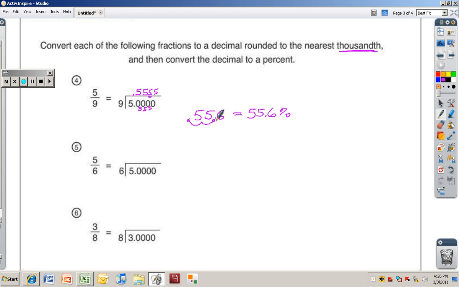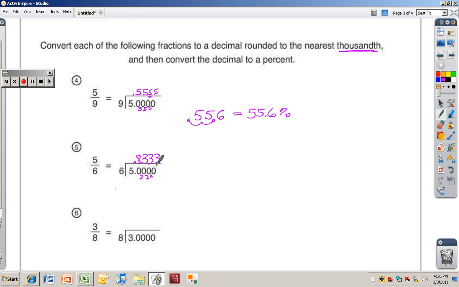All right, if you missed that first one, you might want to go back and look at 5 and 6 and make sure you're doing them right before you watch the answers on the video. Let's put the decimal point up here. And 6 goes into 50. How many times? 8. 8 times 6 is? 48. We're bringing the 2 over. 6 goes into 20, how many times? 3. 6 times 3 is? 18. What do we have left over? 2. 6 goes into 20? 3.